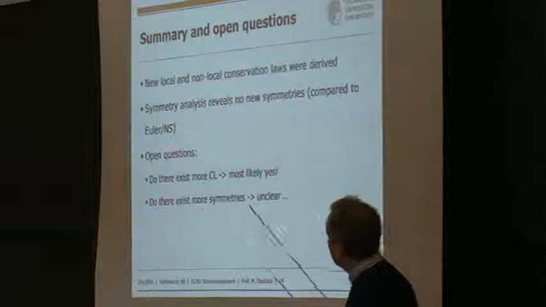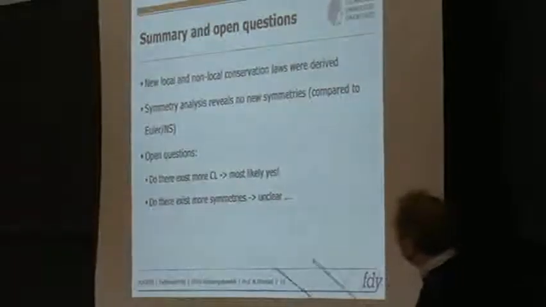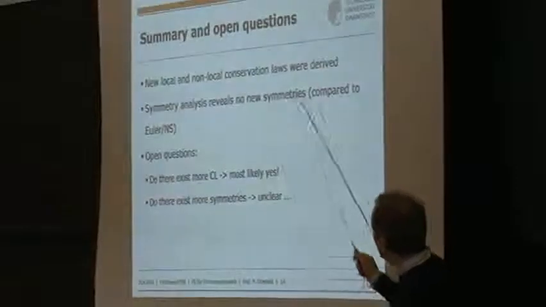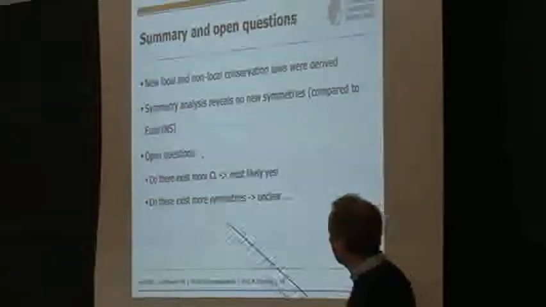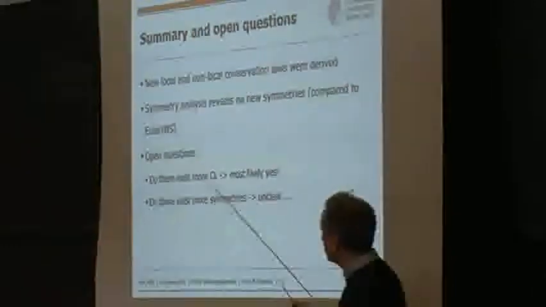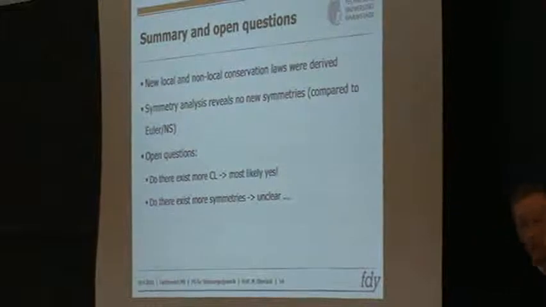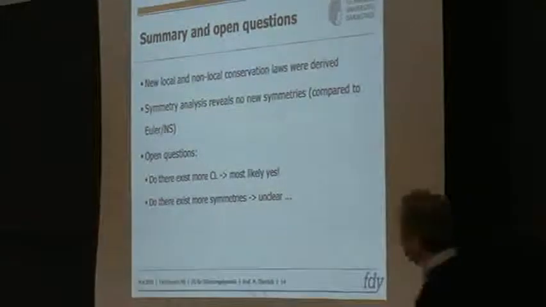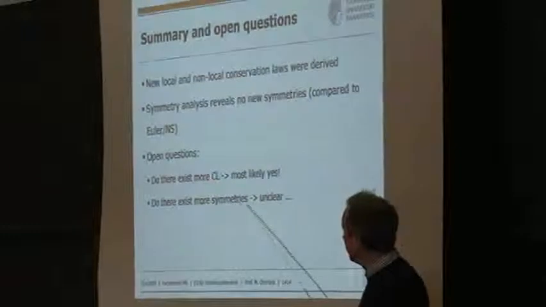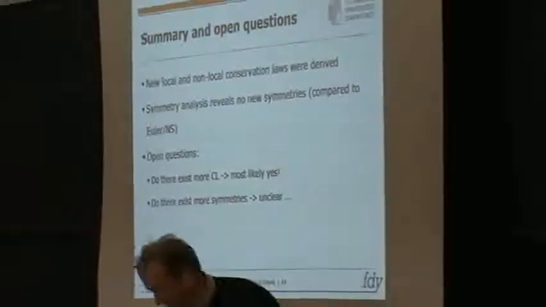So what we did, we found new local and non-local conservation laws. I think that's an important part. The symmetry analysis, in fact, did not show any new symmetries compared to what we saw yesterday. Open questions: do there exist more conservation laws? I would say most likely yes. So we may actually explore more conservation laws in fluid mechanics, at least in inviscid fluid mechanics. And do there exist more symmetries? Well, that I don't know. Maybe not. Okay. Thank you.